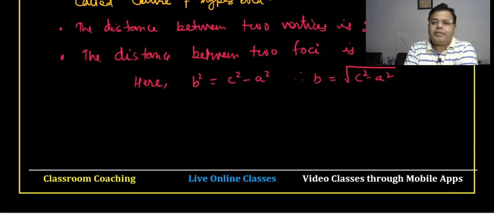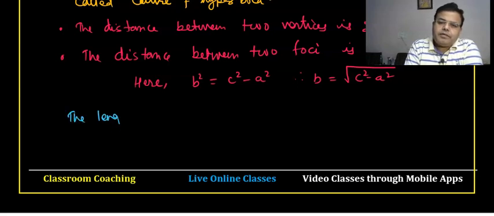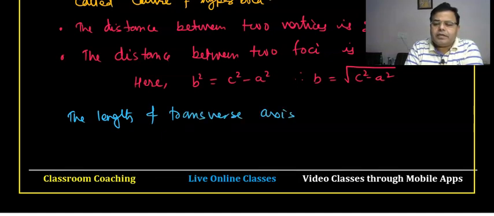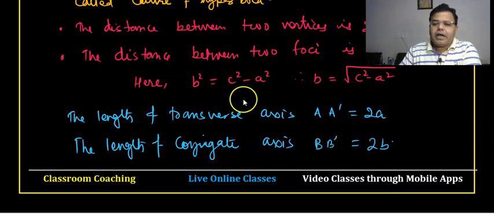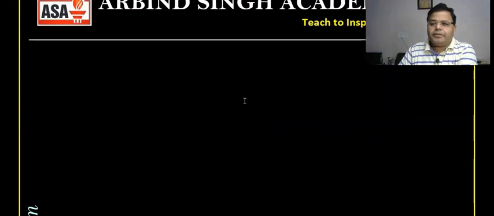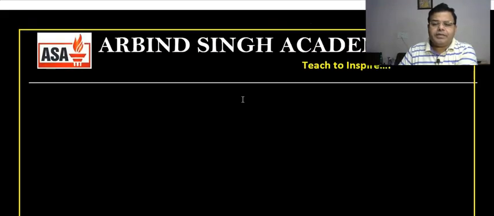So we will put it now as per the definition. We will write here the length of the transverse axis. The length of the transverse axis, AA dash, is 2a, and the length of the conjugate axis, BB dash, which is not seen here, is 2b, right? BB dash is imaginary. I'll show you where this b and b dash will lie. So we define the length of the transverse and conjugate axis, and now we can derive the equation of the hyperbola.